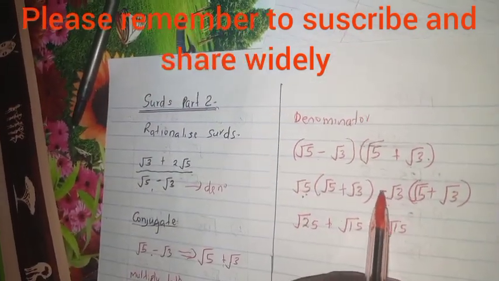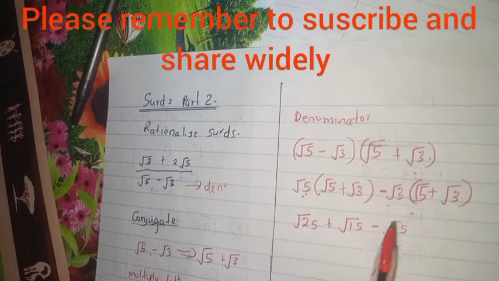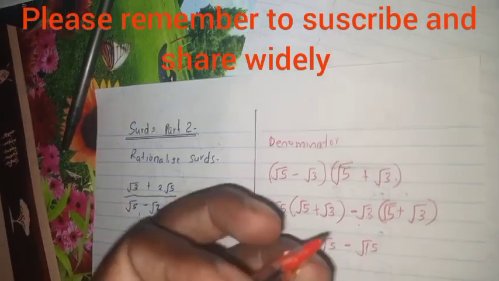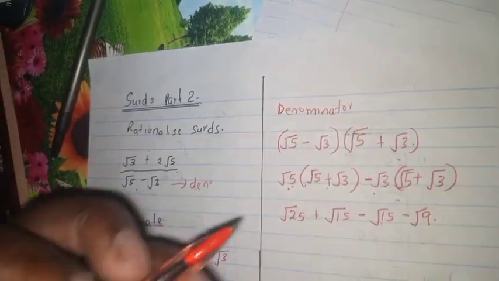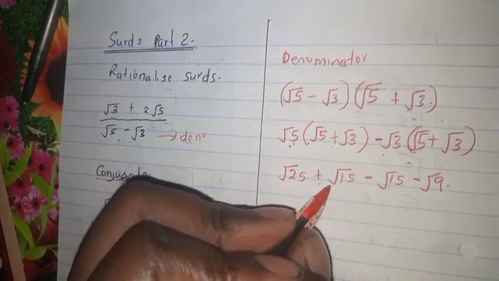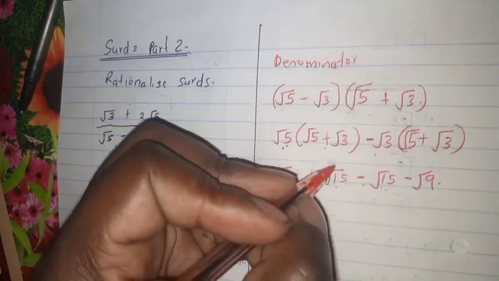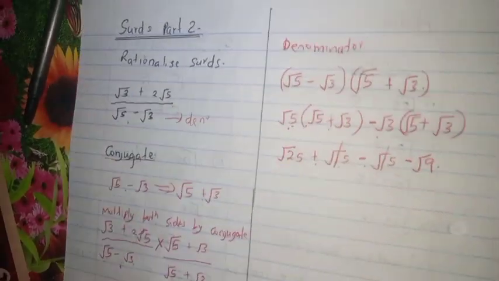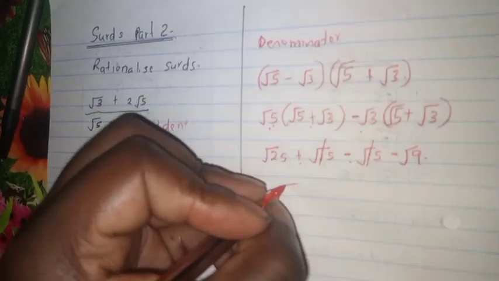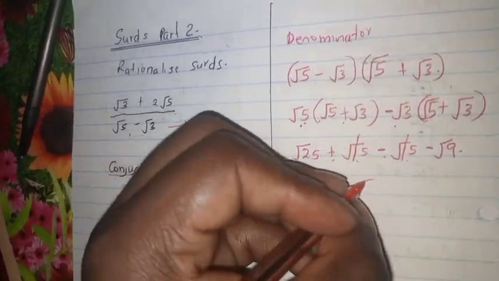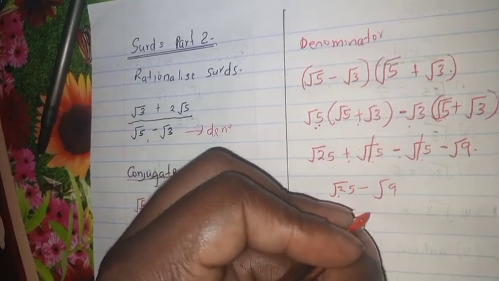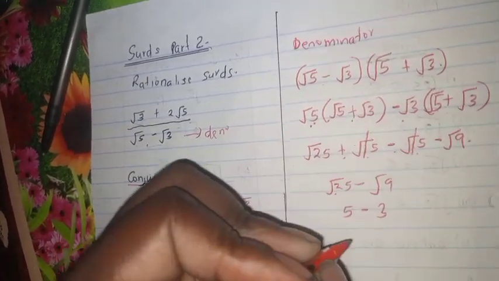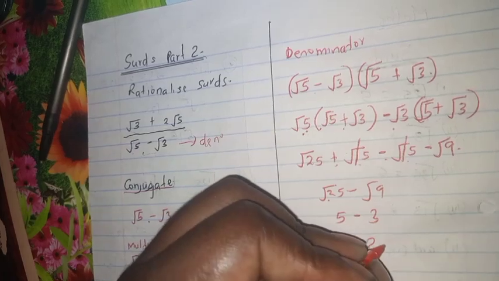This negative sign here must take action inside the bracket, and therefore we have minus root 9. For that case, up here we will have plus root 15 minus root 15. It means these two cancel, we're done with them. Therefore we'll have root 25 minus root 9, and that means root 25 is 5, root 9 is 3, and therefore in the denominator we have 2.